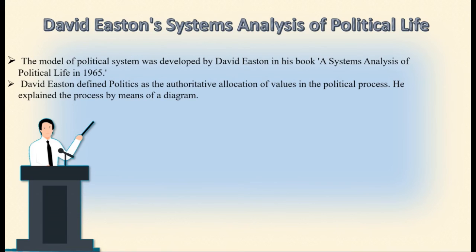David Easton's Systems Analysis of Political Life. The model of political system was developed by David Easton in his book A Systems Analysis of Political Life in the year 1965. David Easton defined politics as the authoritative allocation of values in the political process. He explained the process by means of a diagram.